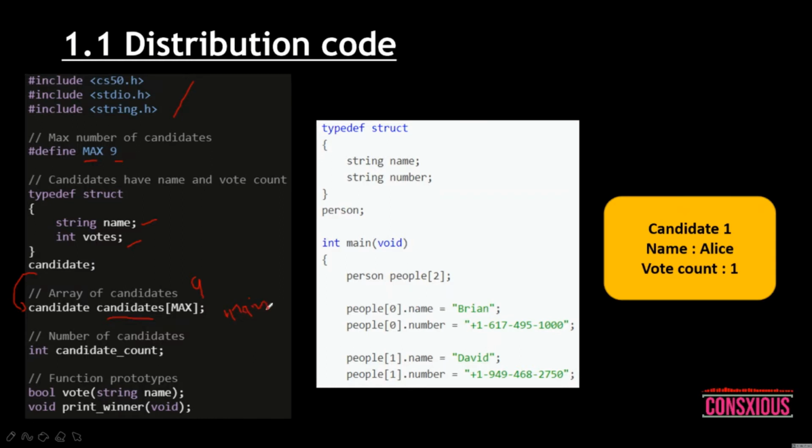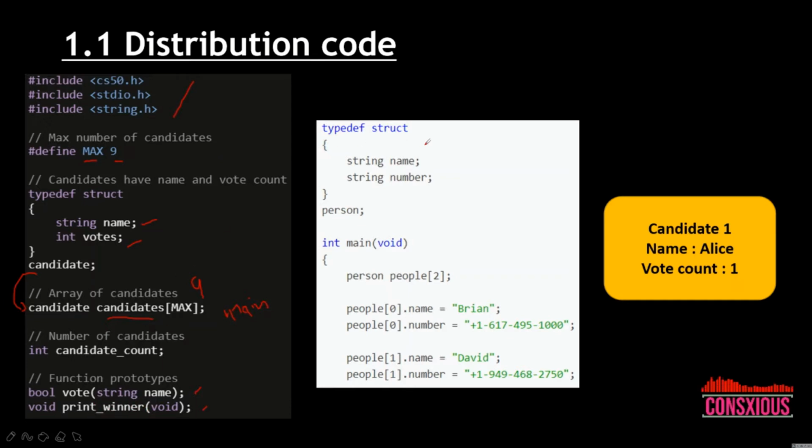Those are also known as global variables. It means that those variables can be used anywhere in the program. As for the function prototypes, these 2 functions are what we're going to complete in this exercise, the bool vote(string name) and the void print_winner(void).